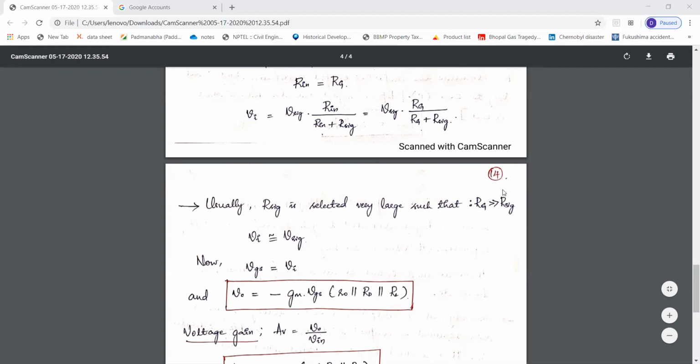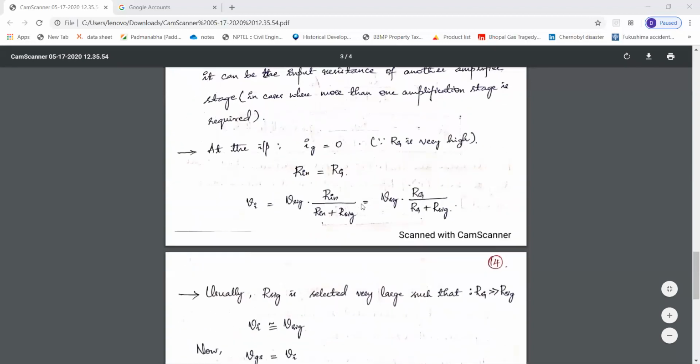Rg. So here this should be reversed. There is a small mistake. Rg should be greater than Rsig. So I'll make that correction and send the notes to you. Don't worry about it. And now this Vi is almost equal to Vsig. So this is one conclusion we drew from this equation.